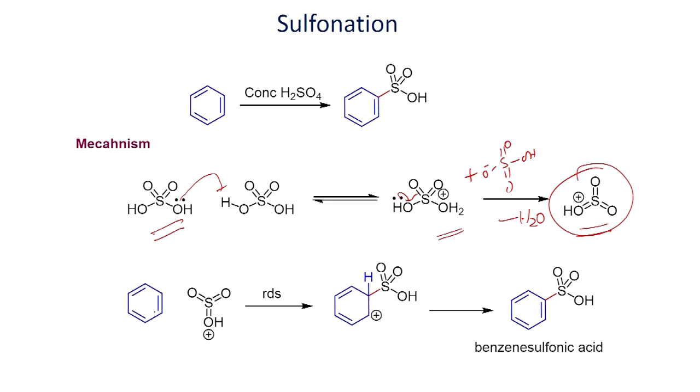And when you react with benzene, as we have seen, it can undergo addition reaction. You'll have this intermediate. Once you form this intermediate, deprotonation, cleavage of this carbon hydrogen bond, can give this benzene sulfonic acid as the product.